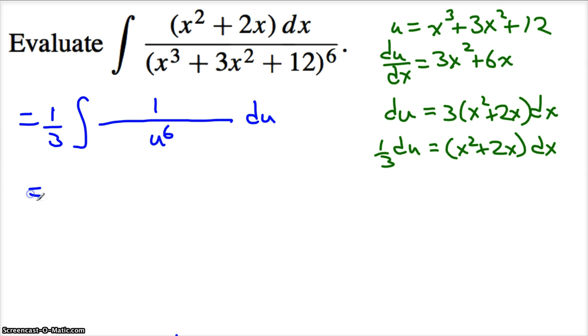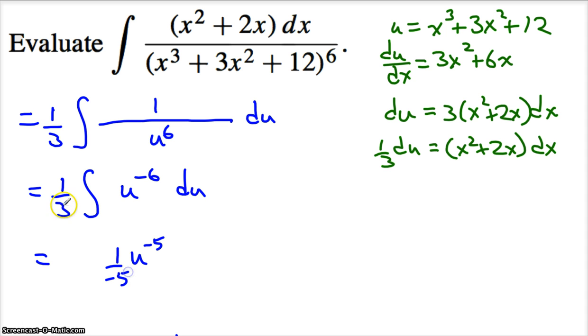Okay, so this is a simpler antiderivative. Let's rewrite it first using a negative exponent. So 1 over u to the 6 is equivalent to u to the negative 6 du. And we're just going to use a basic power rule here. What we do is we add 1 to the exponent. So negative 6 plus 1 is negative 5. And then we divide by negative 5. And don't forget the 1/3 here. So it's going to be 1/3 multiplied by that. And also don't forget the plus c, because this is an indefinite integral.